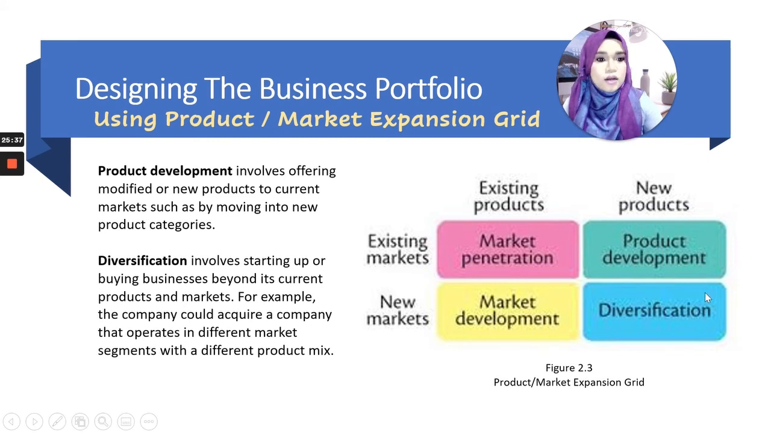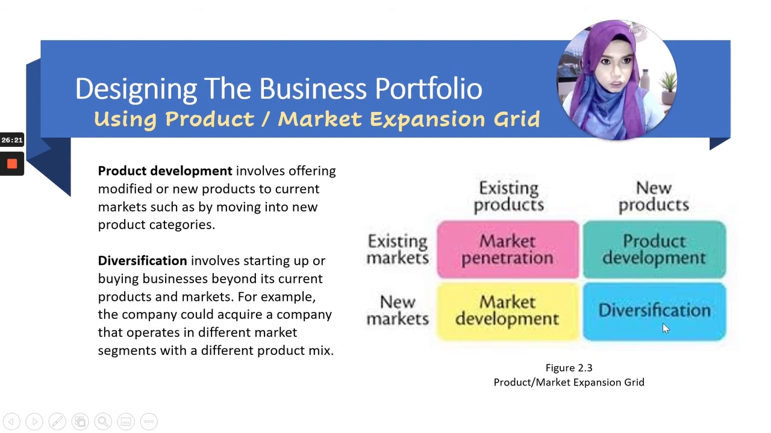And lastly, diversification. In diversification, you will see a new product and a new market. This is a very risky way, quite risky, because first, it is your first time offering that product because it's new, and also you never know about this particular group of people or this market because it is also new to you. So it involves starting up or buying businesses beyond your current product and market. For example, a company could acquire a company that operates in a different market segment with a different product mix.